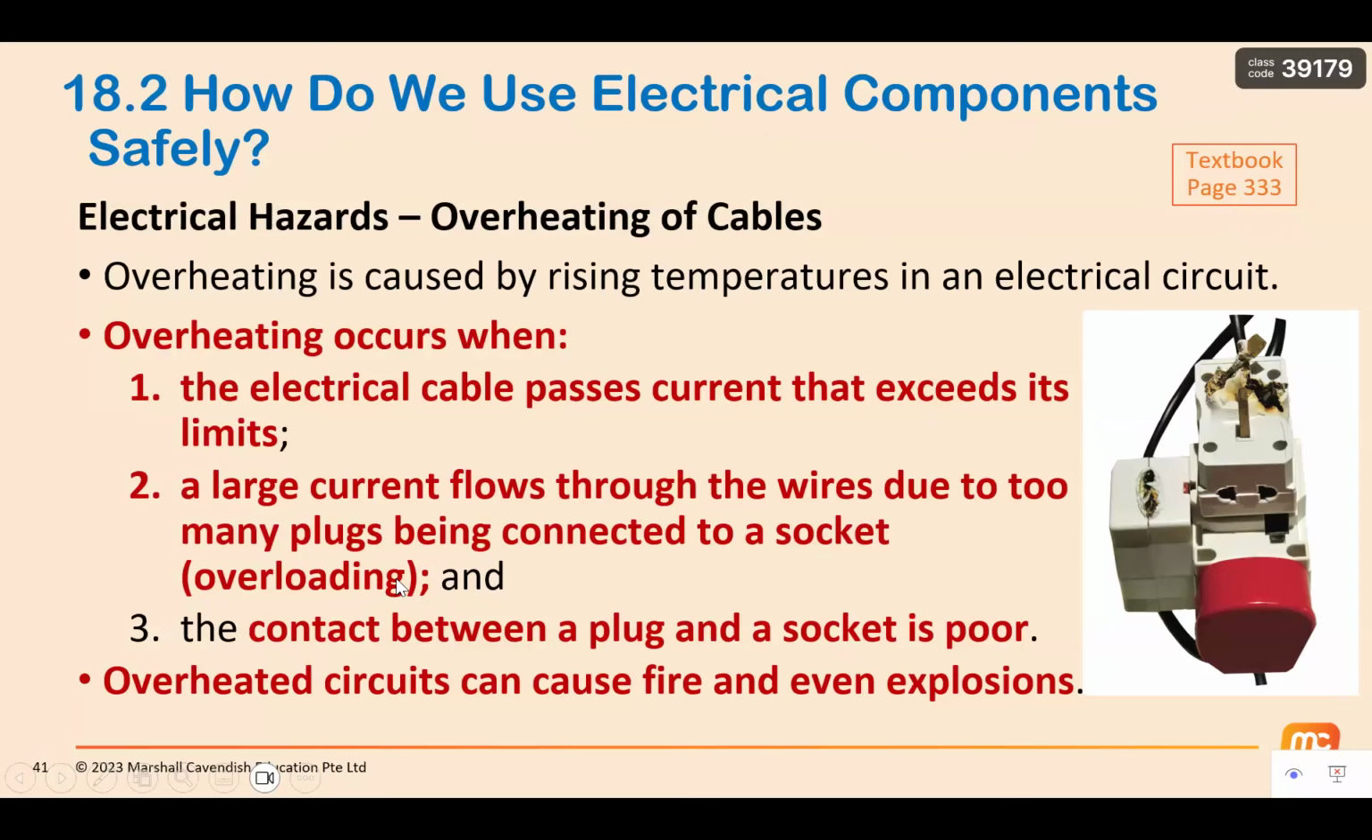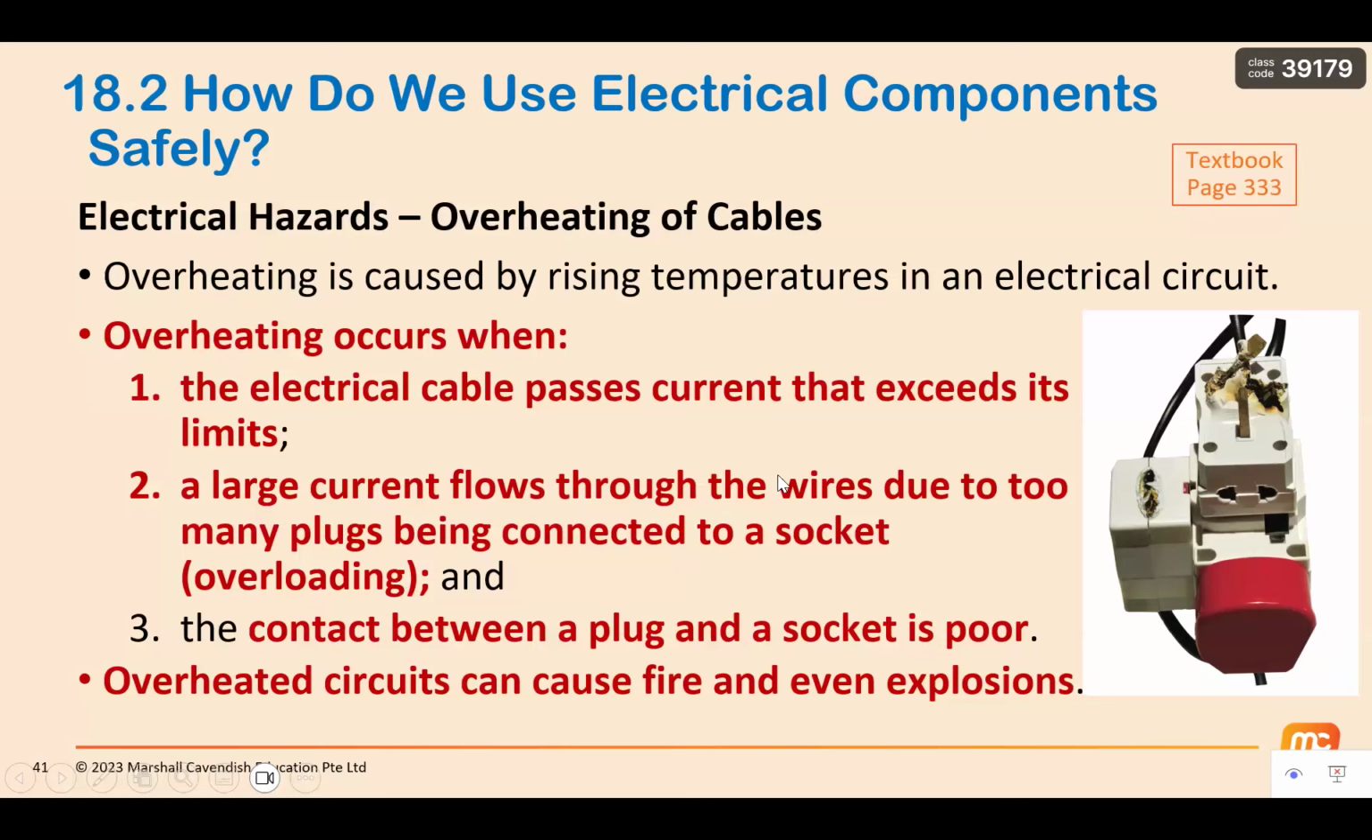Some appliances need thicker wires because thicker wires have lower resistance and therefore don't produce much heating effect. But if you use thin wires for electrical appliances that use a lot of electricity, then thin wires have higher resistance. A lot of heat will be generated in the cables as well.